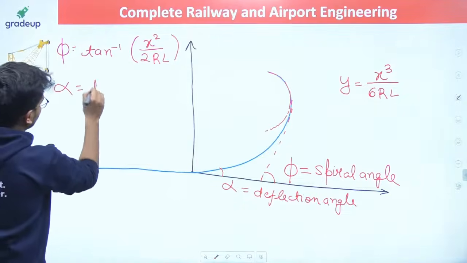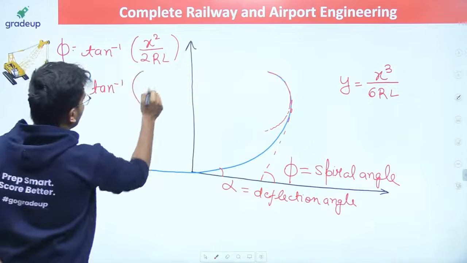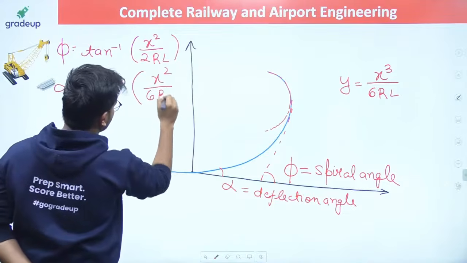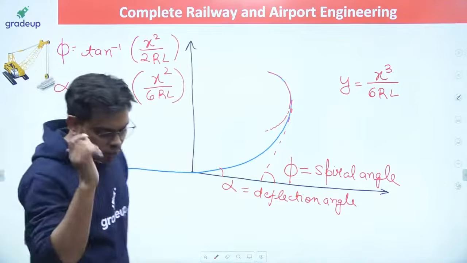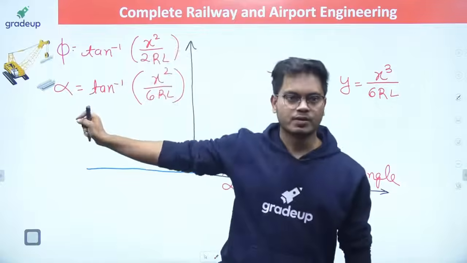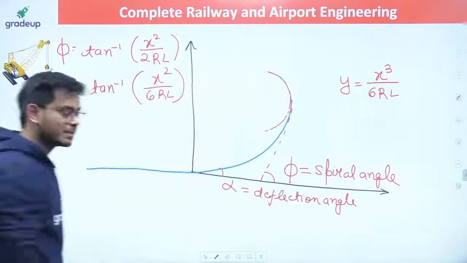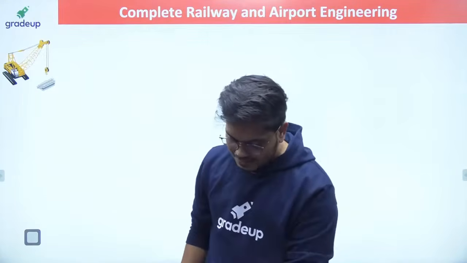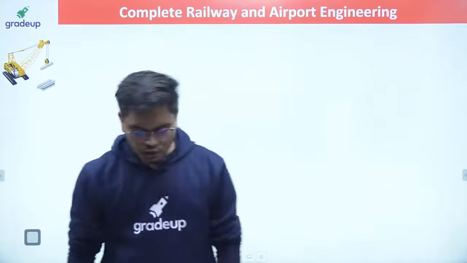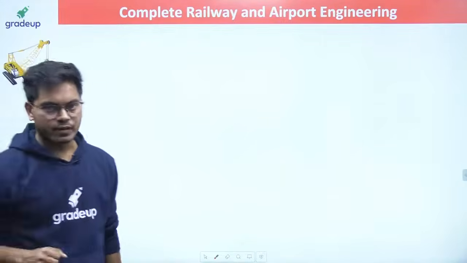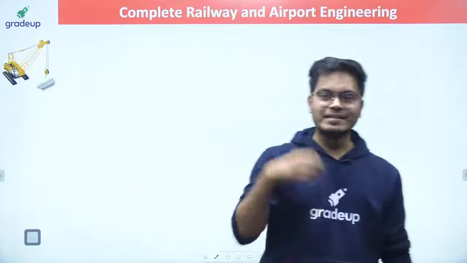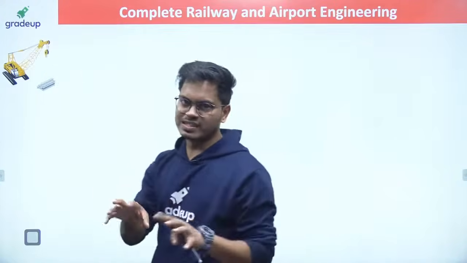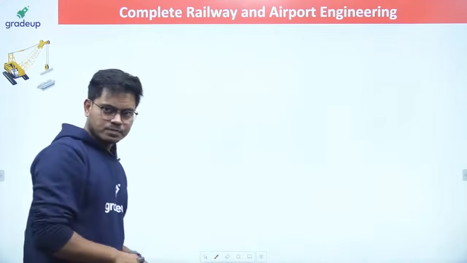Alpha equals tan inverse x square by 6rl. Finish concept. The question that will come from this concept is the length of the transition curve. How to get the length of the transition curve? Let me tell you guys crisp and clear directly how to get the length. So basically there are three criteria. Two of them are basically designing and the third one is your checking. Basically you are checking whatever you have provided, whether that is correct or not. Okay, right?